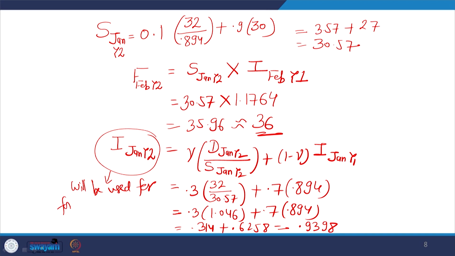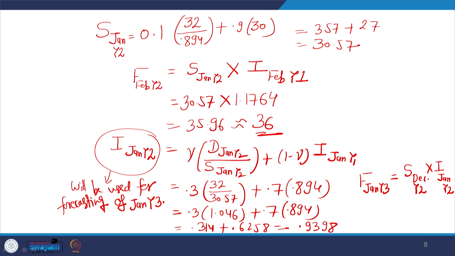Now, interestingly, as we discussed again and again, this value of I January Y2 will be used for forecasting of January Y3. Let me also tell you how. F January Y3, the formula will be S December Y2 into I of January Y2. So, this value of I January Y2 will be used here for getting the forecast of January Y3.